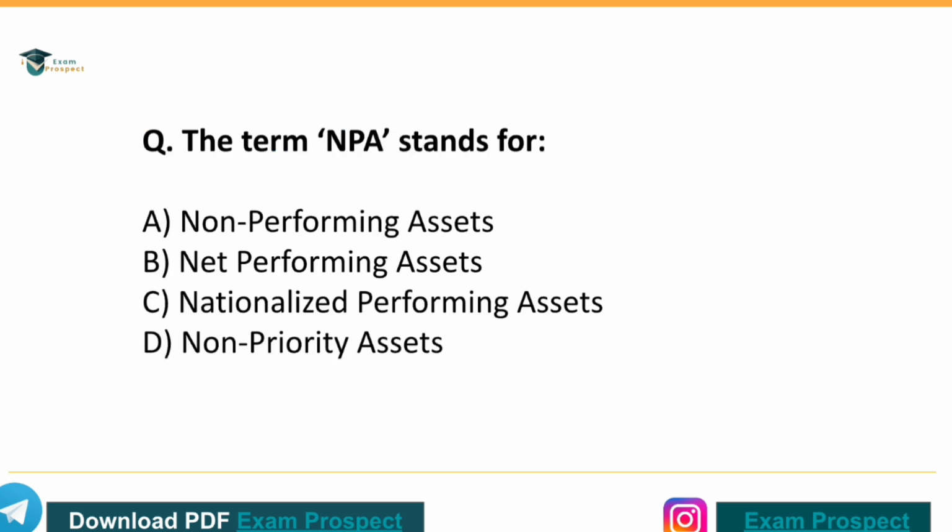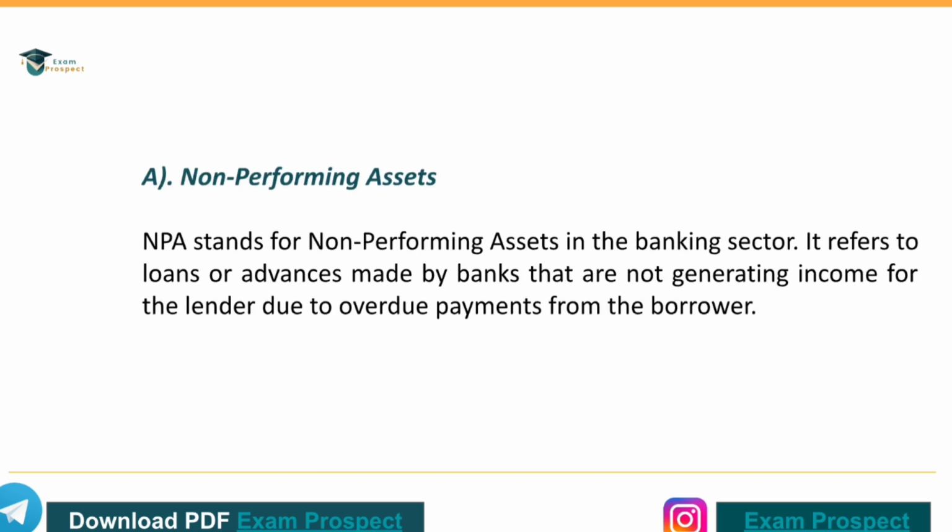Next question, the term NPA stands for? Correct answer is non-performing assets, option A. Here, NPA stands for non-performing assets in the banking sector. It refers to loans or advances made by banks that are not generating income for the lender due to overdue payments from the borrower.